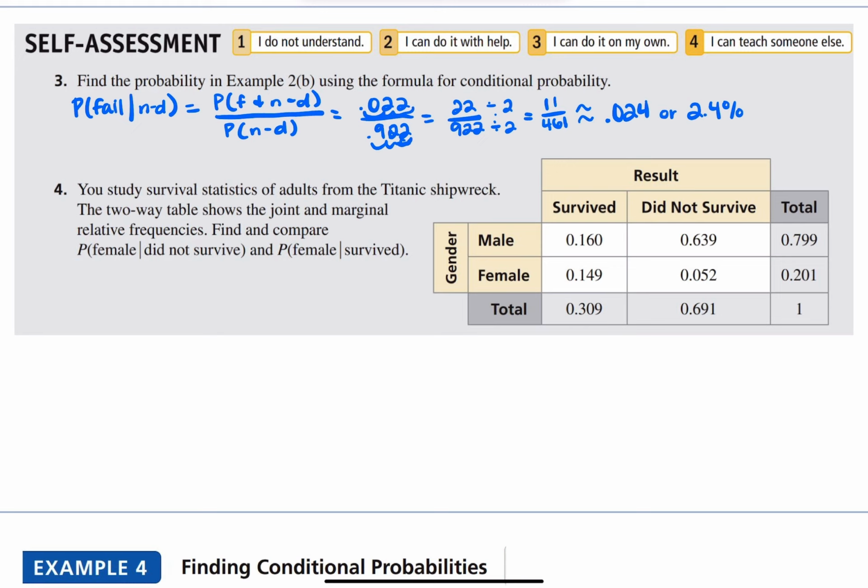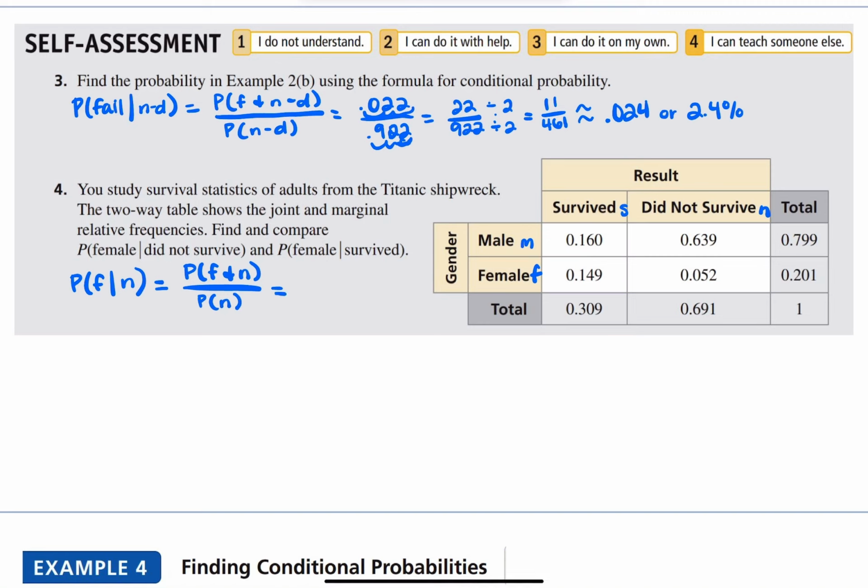All right, number 4, you study survival statistics of adults from the Titanic shipwreck. The two-way table shows the joint and marginal relative frequencies. Find and compare the probability that they were female given they did not survive, and the probability that they were female given they survived. So we're first going to find the probability that they're female given that they did not survive. So we'll say N. So I'm going to say F, M, S, and N. All right, so we need to find the probability that they're female and did not survive given the probability that they did not survive.